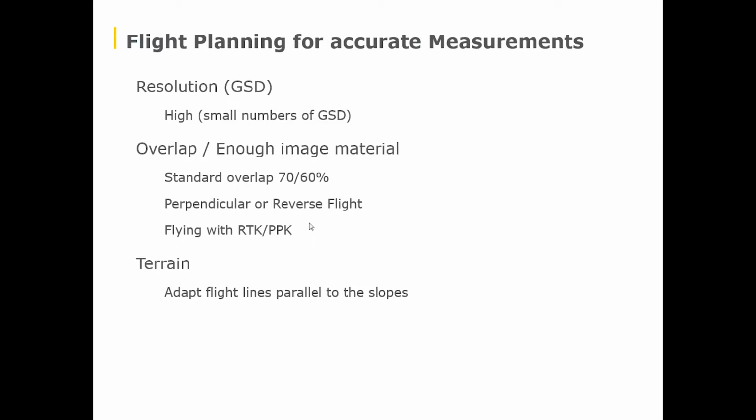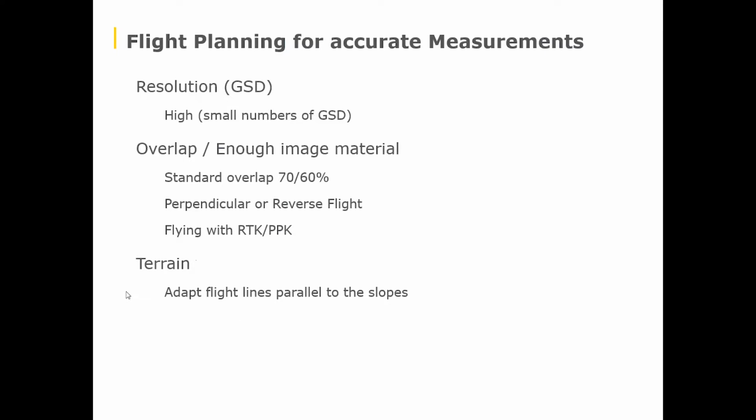Of course, we adjust the resolution. Overlap, actually, we don't need to adjust that much. eMotion has by default a 70 to 60% overlap for the SODA camera on eBee+, which is enough. What is more interesting to do than increasing the overlap is to either choose perpendicular flight lines or reverse flight lines. Of course, flying the whole mission in RTK PPK precision will also improve your data set.